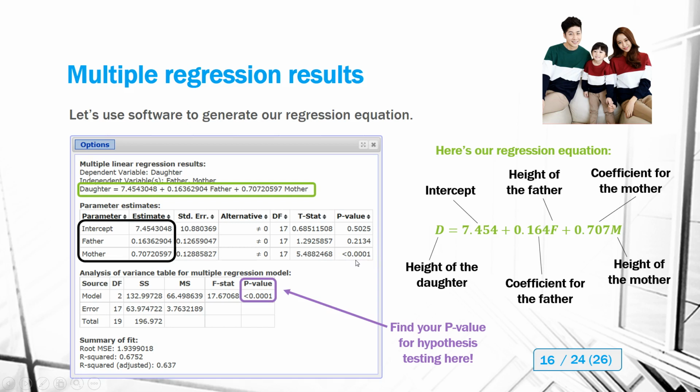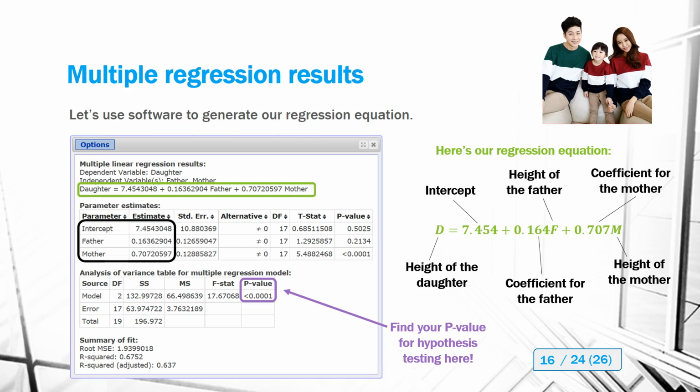And in this instance, the p-value is the same here as it is here in our ANOVA table. ANOVA stands for Analysis of Variance. In this instance, they are the same. When we're dealing with simple linear models, those p-values will always be the same.